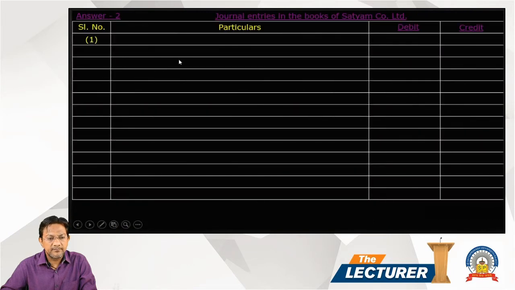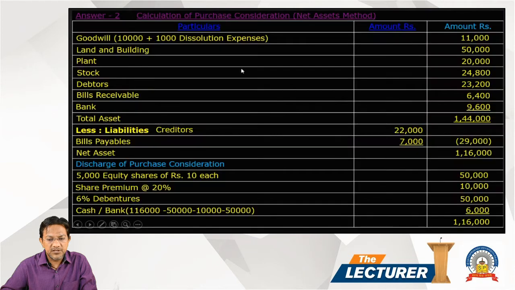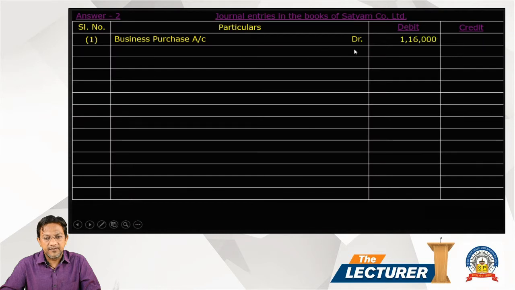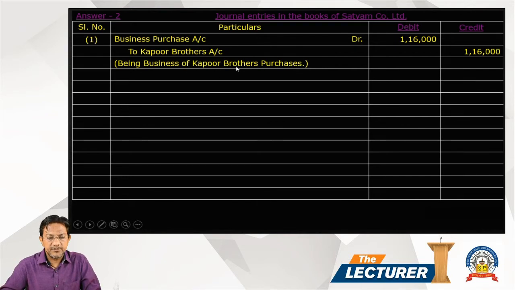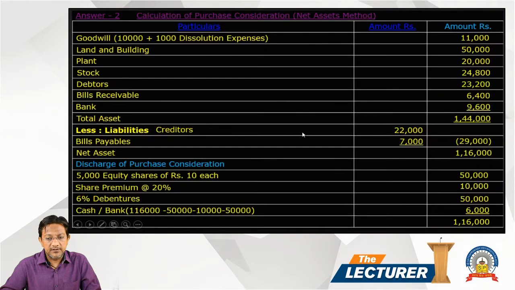Particular debit credit. Now the entry number 1 is for the business purchase. For the business purchase we have got the value 1,16,000. Business purchase debit 1,16,000 to Kapoor and Brothers, 1,16,000, being the purchase of business of Kapoor Brothers. The first entry. Now the second, all the assets and liabilities accepted: all the assets debit, liabilities credit.